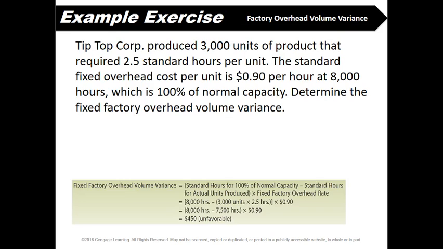So the fixed factory overhead volume variance takes standard hours for 100% of normal capacity, and for Tip Top, that was the 8,000 hours. And then we reduce that by the standard hours for actual units produced multiplied by the fixed factory overhead rate. We do their 3,000 units multiplied by 2.5. So that's 7,500 hours. We take that difference of 500 hours and multiply it by 90 cents, and that gives us our $450 unfavorable variance.